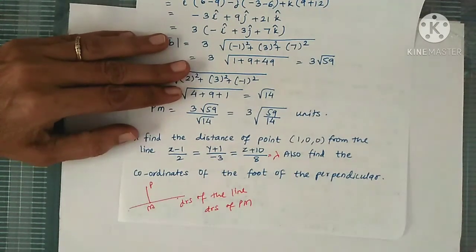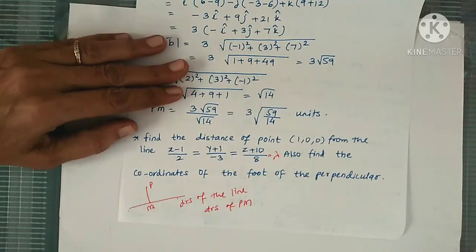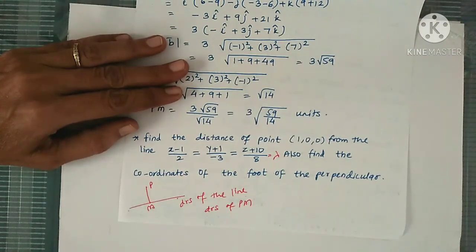Okay. So whenever we have to find only the distance, we can use the formula. But whenever we have to find the foot of the perpendicular, that will be very tedious. So again we have to use the same method. For that, first find the coordinates and then find the distance. So that is easier.